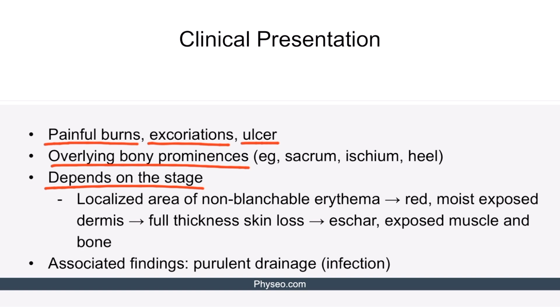It initially starts as erythema that is non-blanchable and skin discolorations. When the dermis is exposed, the injury will appear red and moist. More severe stages will involve full-thickness skin loss and eventually eschar formation and necrosis. And muscle and bone can then be exposed. Other associated findings can occur due to possible tissue infection and include purulent drainage.